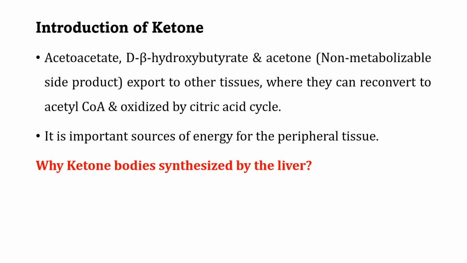Acetoacetate and acetone are the two true ketones, while beta hydroxybutyrate does not possess a keto group. It is a very important source of energy for the peripheral tissues. Why? It's because they are soluble in aqueous solution, so they don't need to be incorporated into lipoprotein or carried by albumin like lipids. That is why these ketone bodies are an important source of energy.